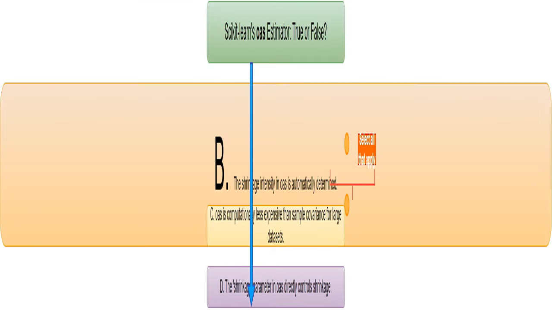I find this statement true. A significant advantage of OAS is its automatic calculation of the shrinkage intensity. You don't need to manually set any parameters. The algorithm figures out the optimal amount of shrinkage for your specific data. This saves you time and effort.